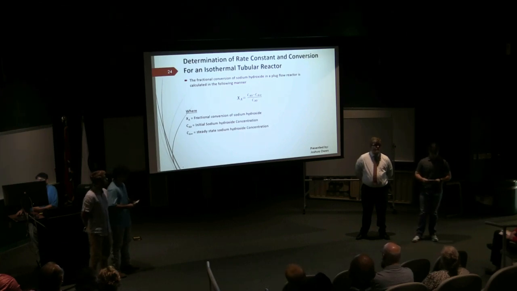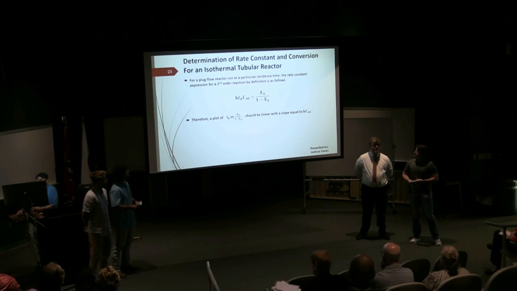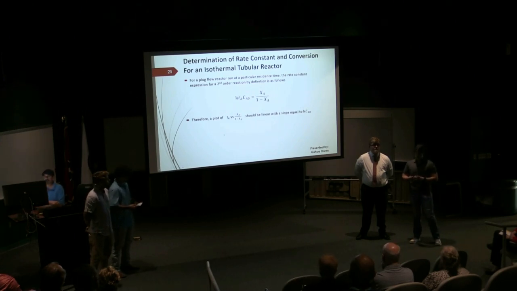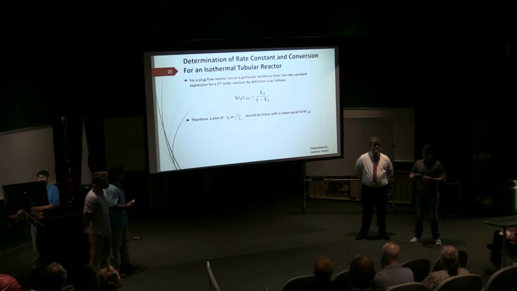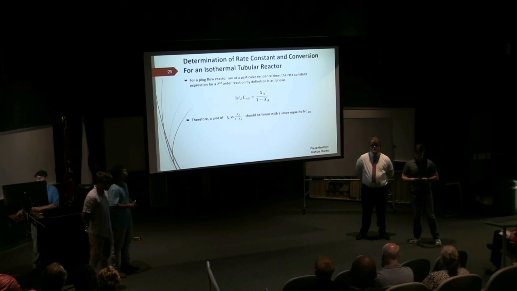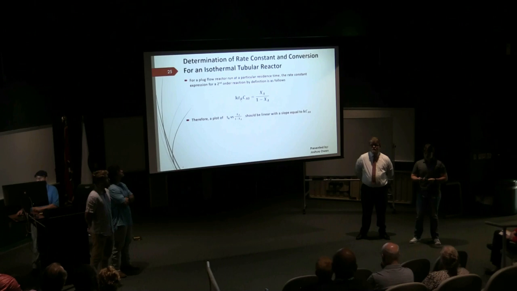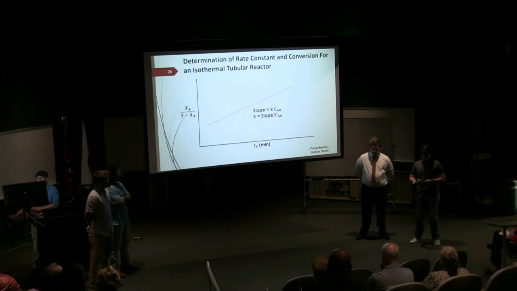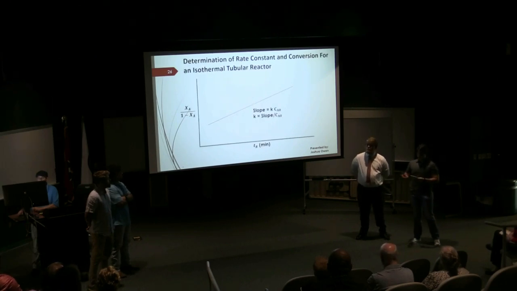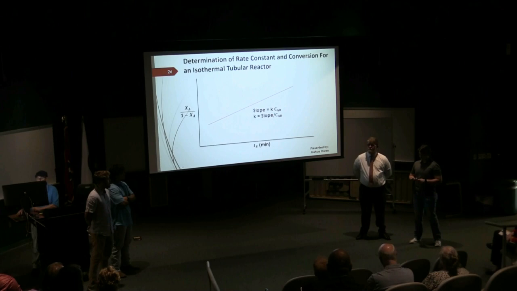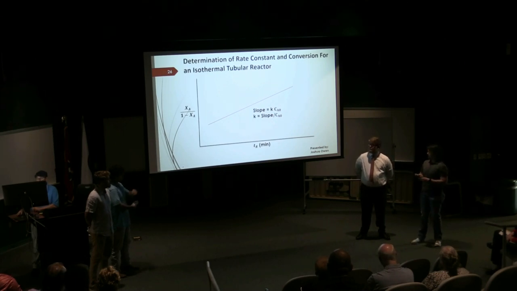For the rate constant, literature gives us the following expression for a second order plug flow reactor. Therefore, plotting residence time versus the fractional conversion term gives us a straight line. The slope of the line equals the rate constant times the initial concentration. Here's also a graphical example, and we determine the rate constant by dividing the slope by the initial concentration.